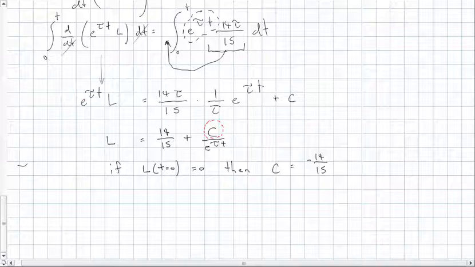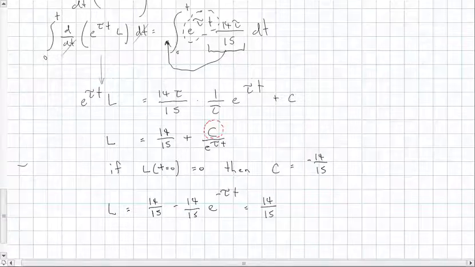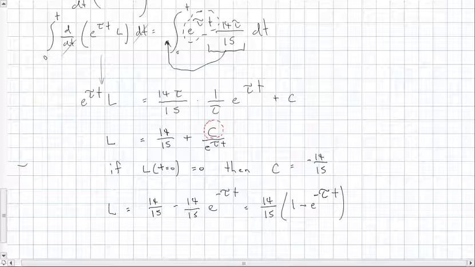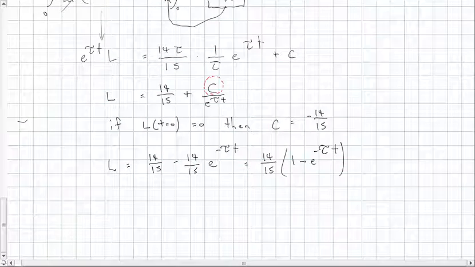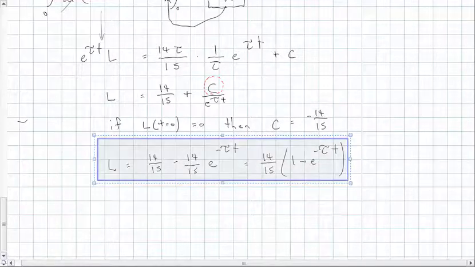The final step. L equals 14 over 15 minus 14 over 15 e^(-tau t). We just brought it up with this negative. Pulling the 14 over 15 out, we have 14 over 15 times 1 minus e^(-tau t), raised to the negative power. That is the final answer for L as a function of time.